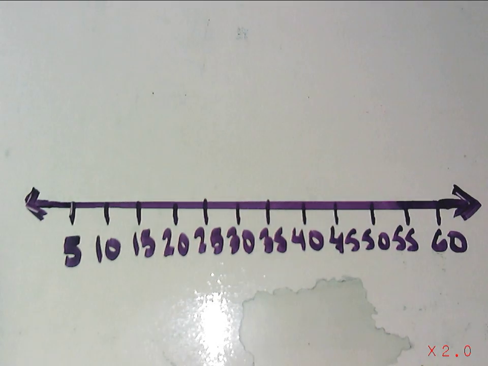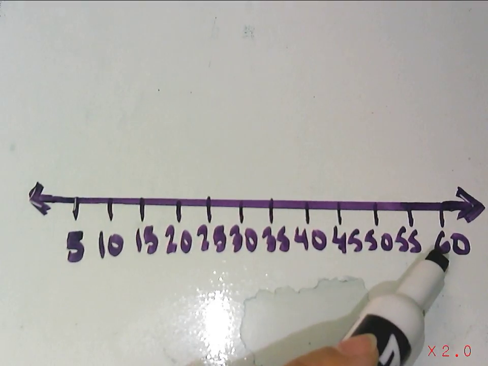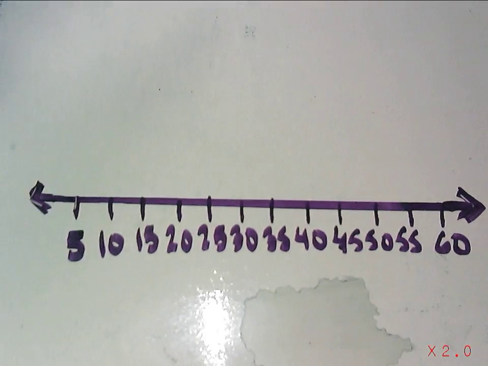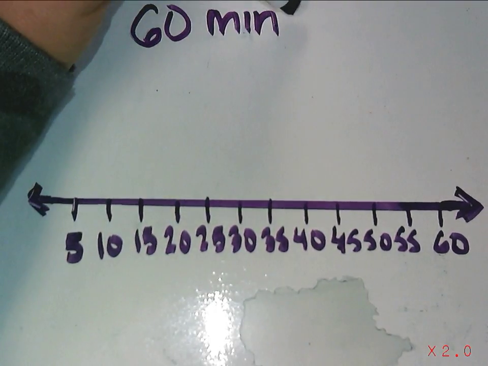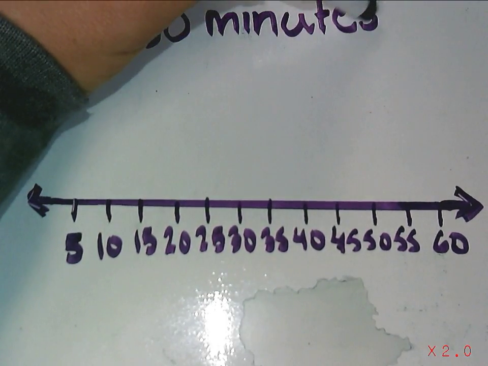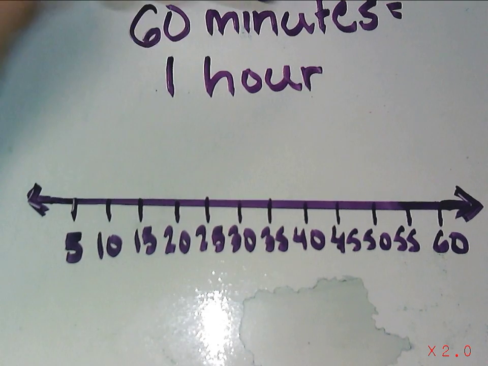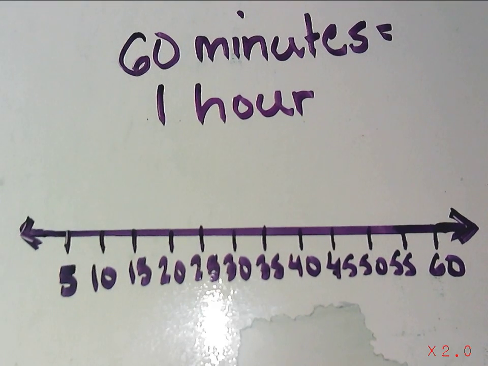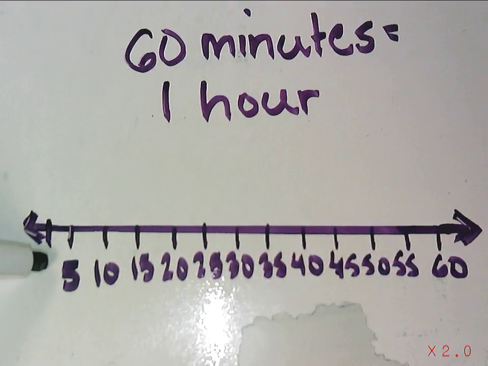How many minutes do we have labeled on our number line? Well, we have 60 minutes. We know there are 60 minutes in 1 hour. I'm going to write that up here so I remember that there's 60 minutes in 1 hour. Below this tick mark, I'm going to add a 0.